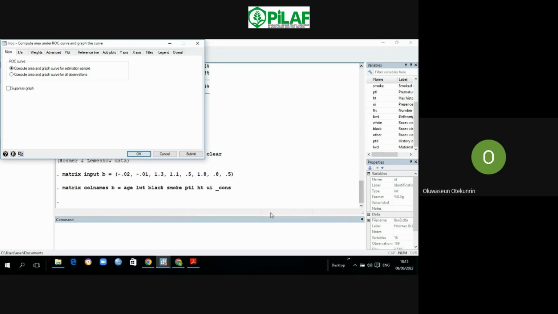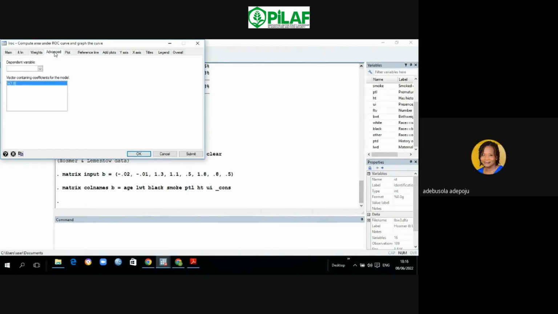Retain that first one, compute area and graph curve for estimation sample. You retain that. If you don't want the graph to show, you say suppress that, but we want to see the graph. So let's now move to the fourth one, advanced. Let's now go to advanced.